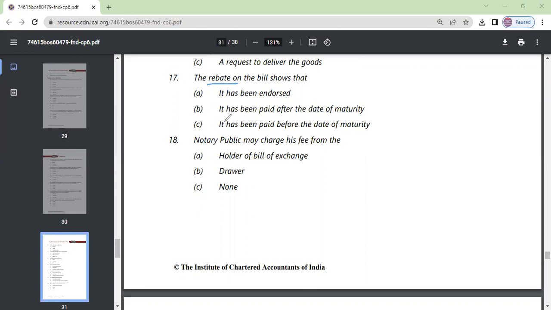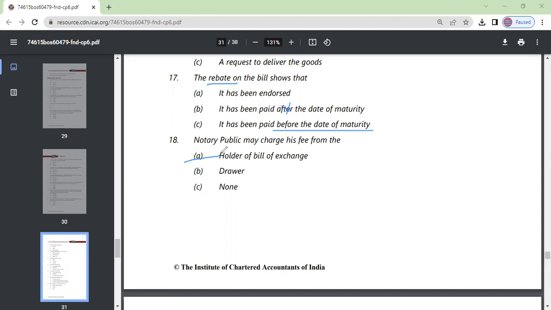Select the option. It has been paid not after, it has been paid before the date of maturity. Good. 18th, a notary public may charge his fees from the, already we discussed. For noting the reasons of dishonour of the bill, the holder of the bill pays a fee called noting charges to the notary public. So the notary public may charge fees from the holder of the bill. So option A.